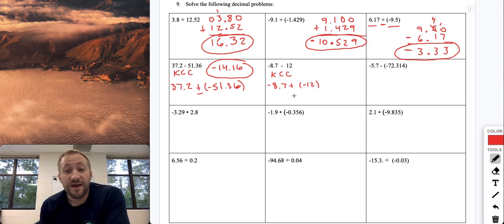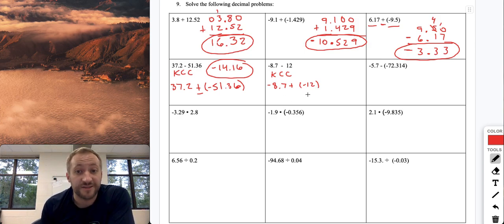So, let's look at this. Do I have the same signs or different signs? Well, they're the same signs. If they're the same signs, that's great. I can go and add them like normal. I don't have to subtract. I'm adding because the signs are the same. So let me go set that up.